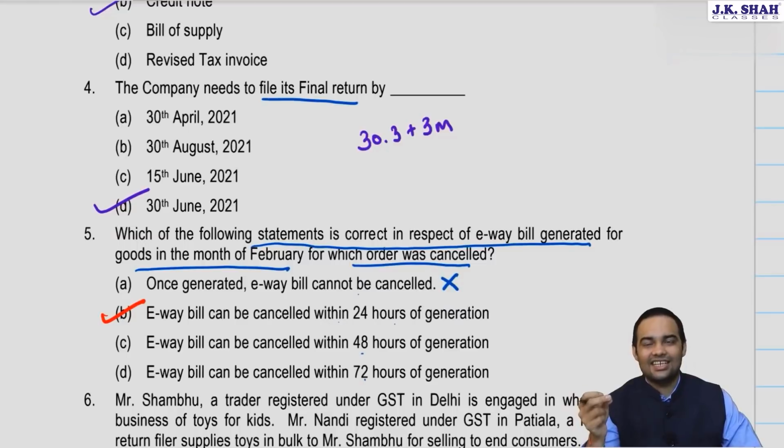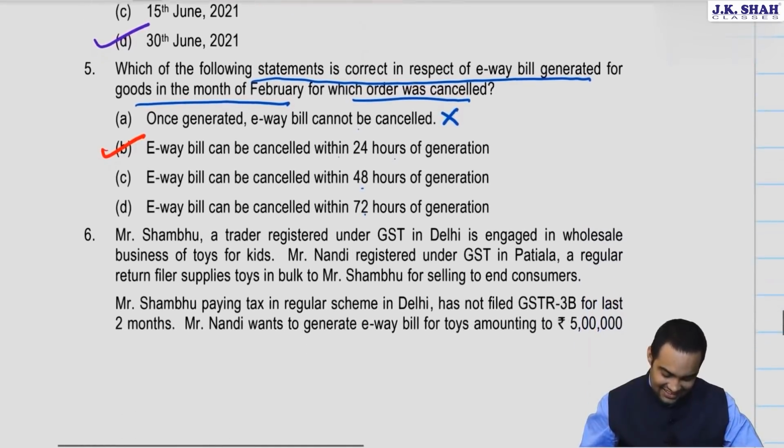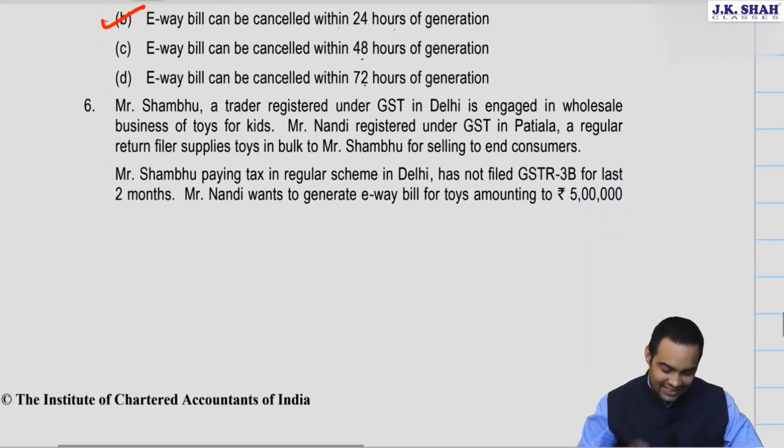An e-way bill once generated can be cancelled within 24 hours. Clear with this? Yes. Great. Now let's see the sixth one.